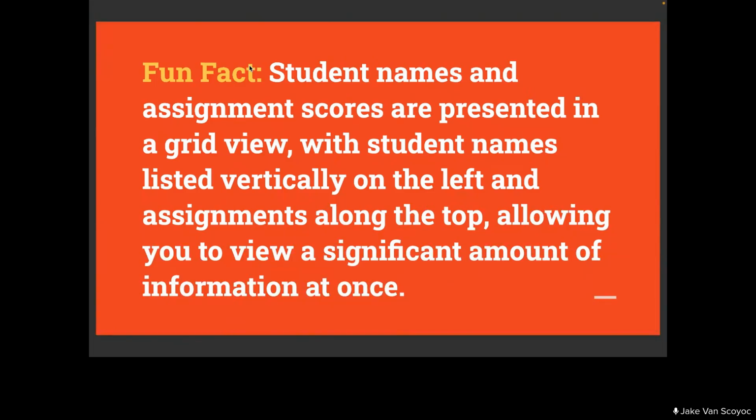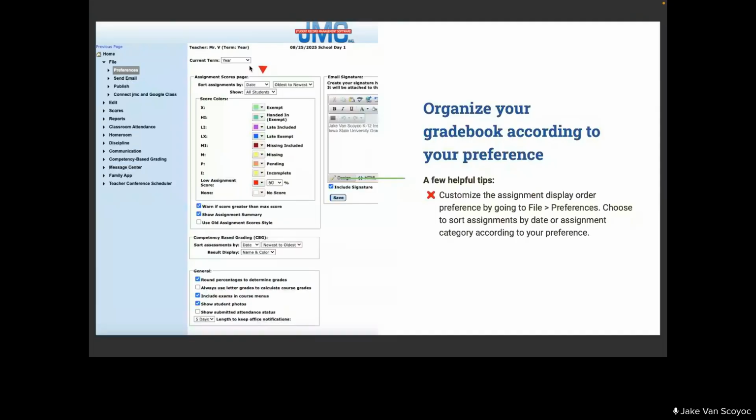Fun fact, student names and assignment scores are presented in a grid view similar to a spreadsheet with student names listed vertically on the left and assignments along the top, allowing you to view a significant amount of information in one space. You can customize the look of that information under File Preferences. In this assignment scores box, you can sort your assignments by date or by category, and that's how they will appear on your list. You can go from oldest to newest. You can choose to show all students or just show active students only.